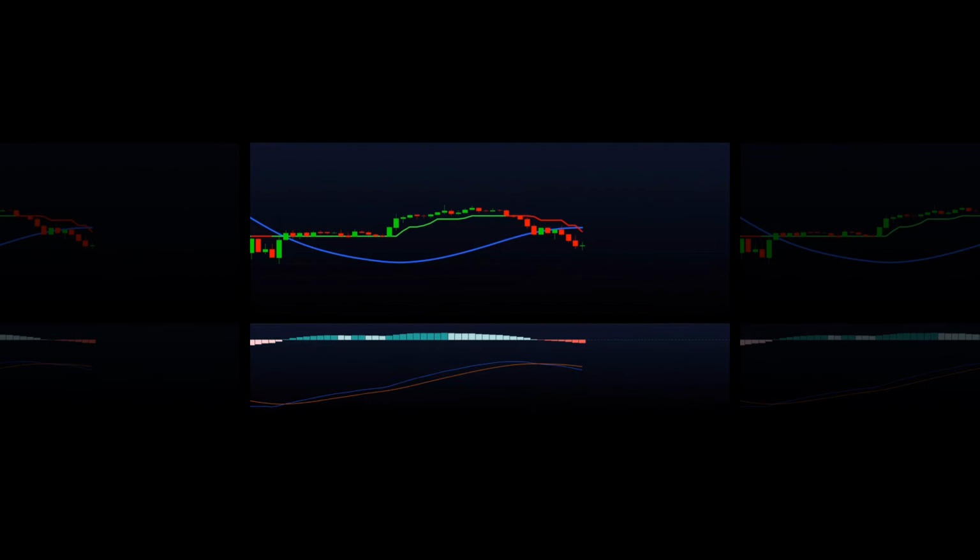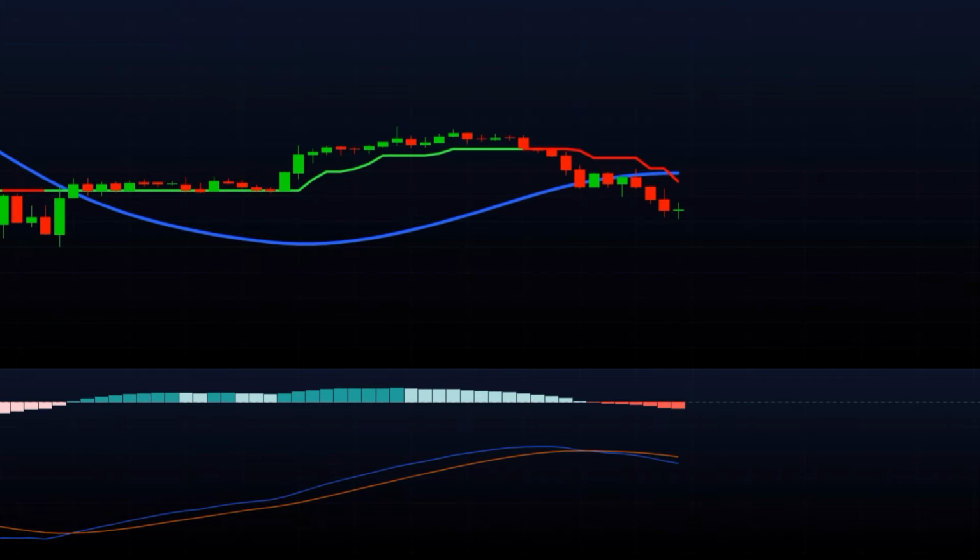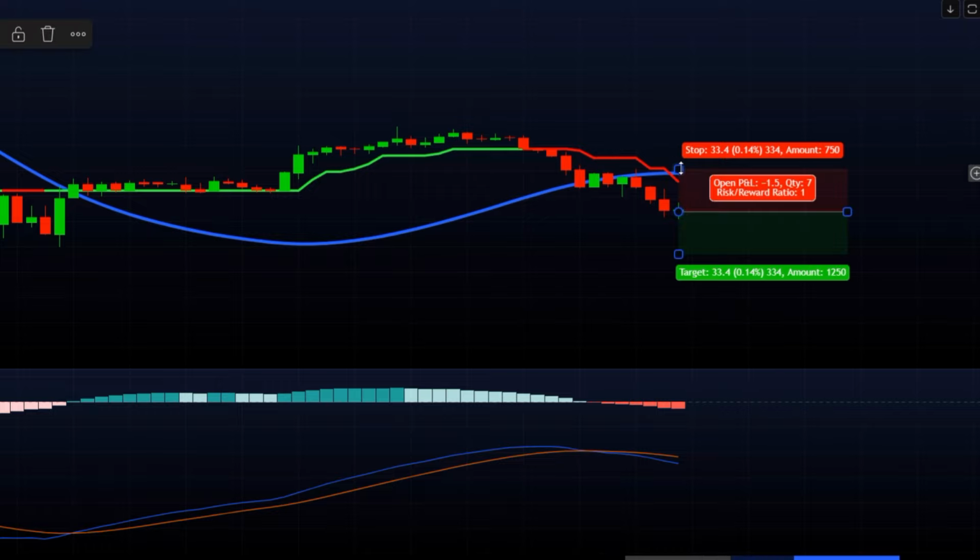For a valid sell trade, the rules are reversed. 1. Trend Magic is red. 2. MACD histogram is red. 3. Price is below the 100 HMA. Set your stop loss above the recent high. Aim for the same risk to reward.